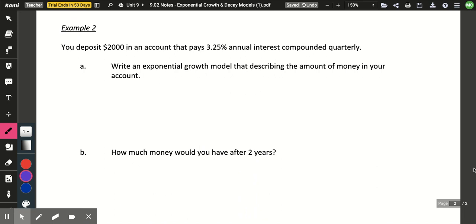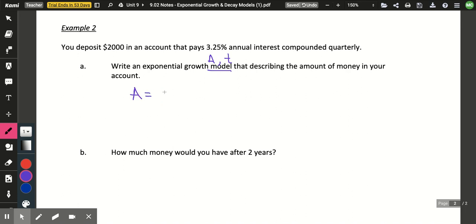So again, they are word problems, so we'll read through first. It says you deposit $2,000 in an account that pays 3.25% annual interest compounded quarterly. They want you to write an exponential growth model that describes the amount of money in your account. So we'll start with that. One more thing. When they ask you to write a model, that does mean that you do need to have 2 variables. So our variables are going to be A and T. The amount in the account after time has gone by, and time. Those are the 2 things that can affect each other there.